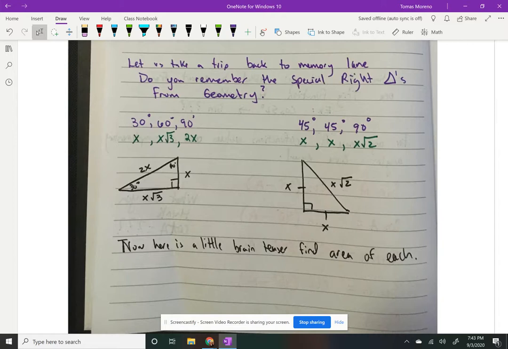Like nobody ever talks about those. But they bring up these 45, 45, 90. In fact, if you look around your house or when you're driving around, you probably see these triangles or these structural figures that have these triangles in them. So here's a little brain teaser.